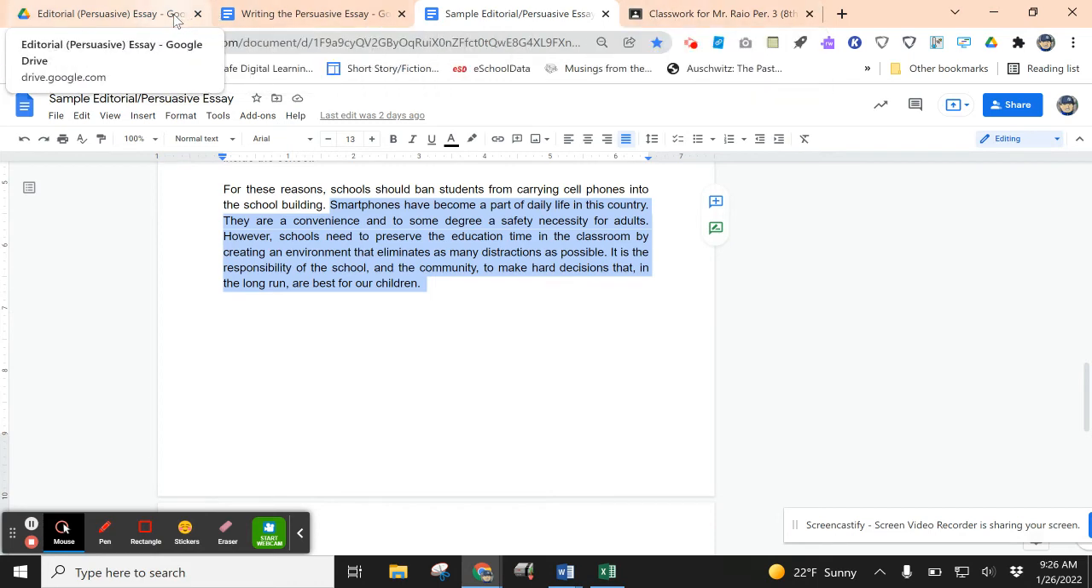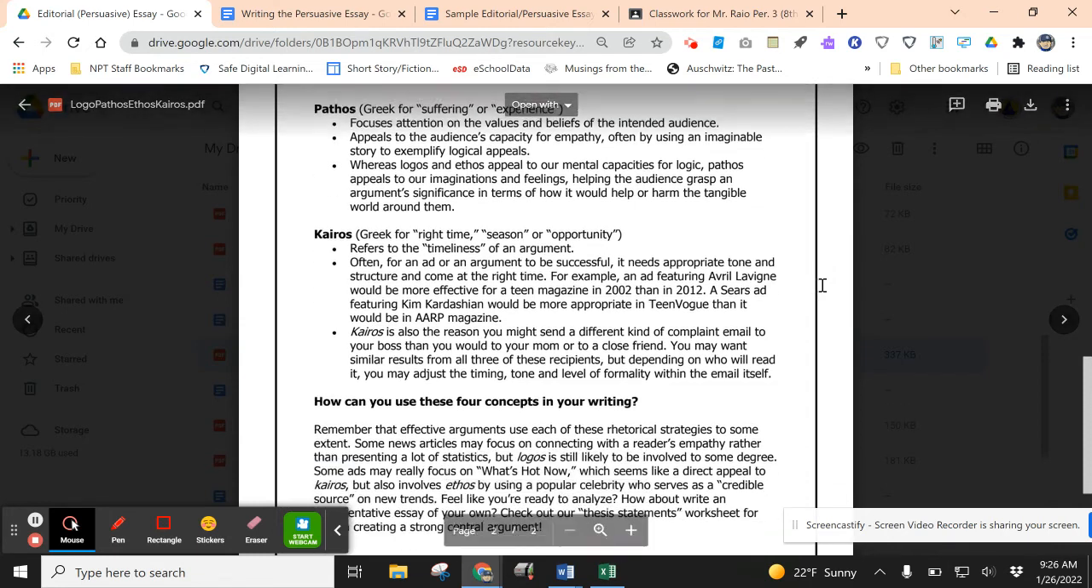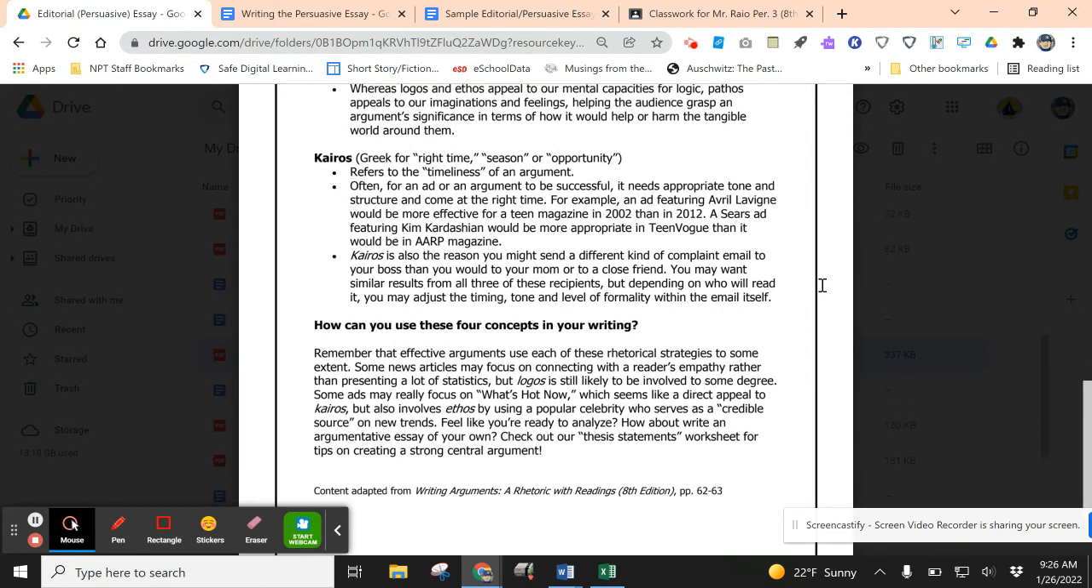Let's go back to logos, pathos. Kairos is timeliness. Okay. It refers to the timeliness of an argument. Often, for an ad or argument to be successful, it needs an appropriate tone and structure. For example, an ad featuring, this is an old PDF, it says Avril Lavigne, but Kim Kardashian would be better suited to advertisements towards young people than in AARP Retired Persons Magazine, right? This even uses Kim Kardashian in here. I guess it's not that old. But right, you want to use the right people to advertise to the right crowd. Okay, you're not going to use Snoop Dogg to appeal to my father, retired people in their 70s, baby boomers.